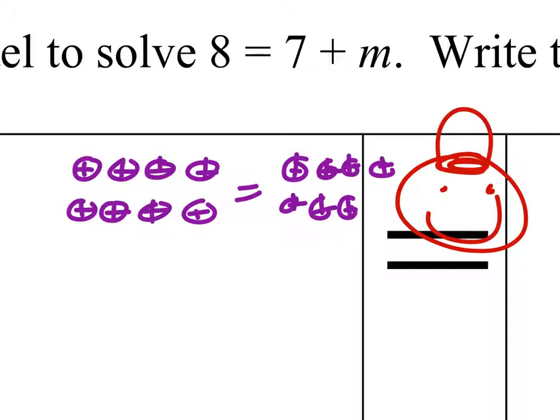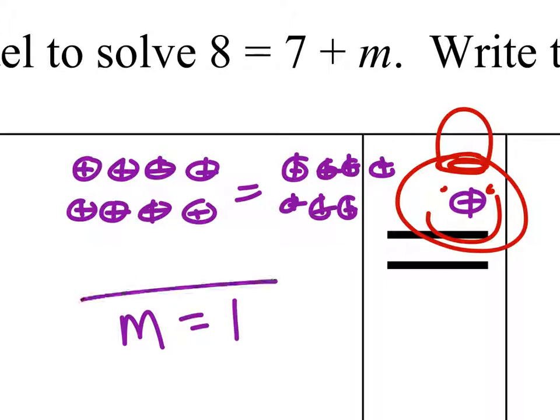Well, if this were the case, now these have to be the same. So how many pieces of candy would be in the bucket? Now it has to be the same amount of candy on each side, right? Yeah, there would only be 1 piece of candy in the bucket. So we see that m equals 1.